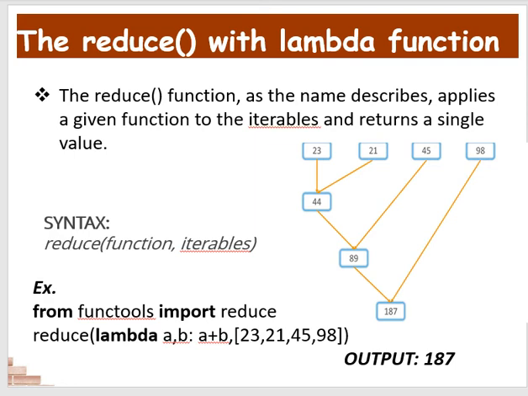So in the first phase, as the functionality is a plus b, it applies on 23 and 21. It will return the sum, that is 23 plus 21, that is 44. And then it will again reduce to 44 and add it to the third element, that is 44 plus 45, that is 89. And then again it applies to the next element, that is 89 plus 98, that is 187. So finally it will return you 187. So the reduce method is simply based on the functionality, applied on data and reduced to a final result.